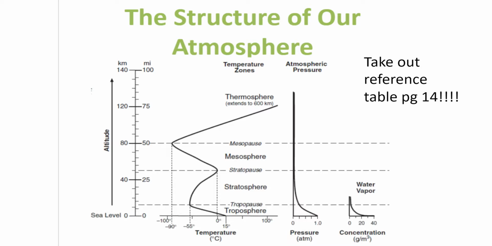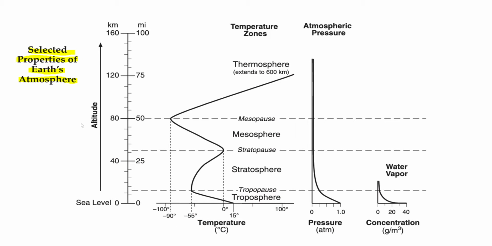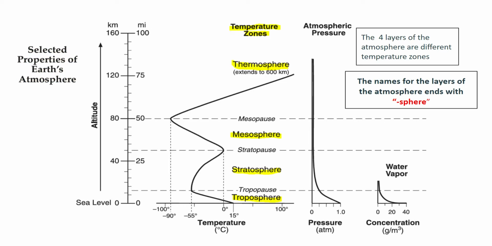All right, so next we're going to talk about the structure of our atmosphere. So make sure you have your reference table out and go to page 14. On page 14 of your reference table, you're going to see a very complex graph, but it's pretty easy once you get to understand the different parts of it. So notice that the title of this graph is Selected Properties of the Earth's Atmosphere. So we're looking at the properties of the Earth's atmosphere. And notice that there are one, two, three, four layers of the atmosphere shown in this diagram, right?